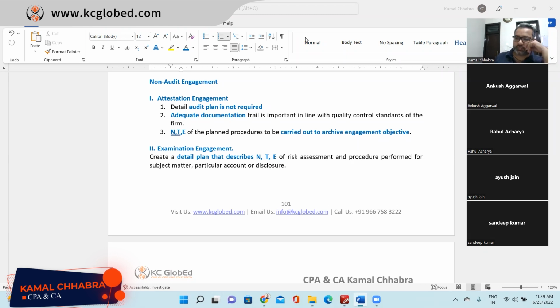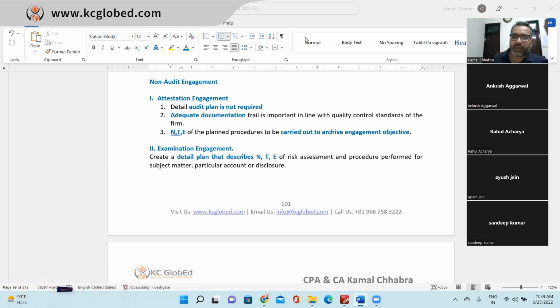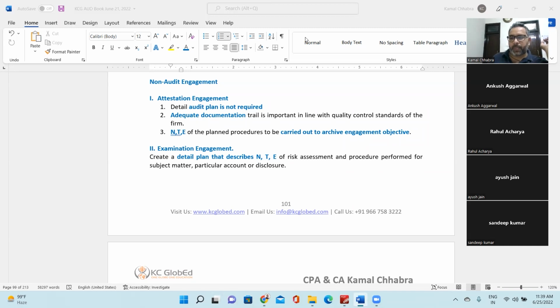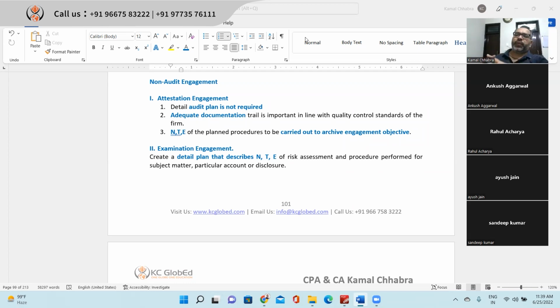Then nature, timing and extent of the planned procedures to be carried out to achieve the engagement objective. So in an attestation engagement, you will be defining nature, timing and extent of procedures relating to those financial statement line items, account balances, transactions and disclosures which are subject to attestation. Right? Makes sense? What all things you need to do for the attestation engagement when you are planning for conducting an attestation engagement? Yes, no?